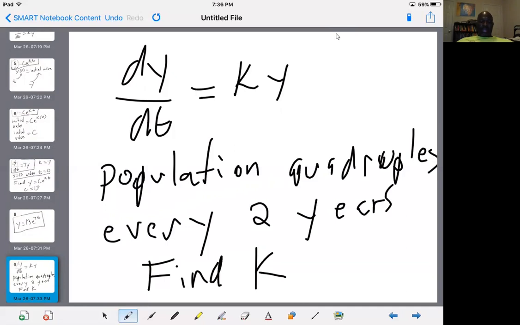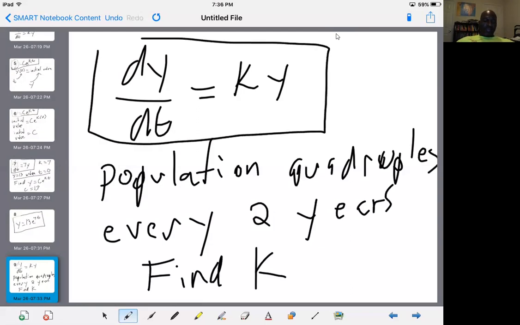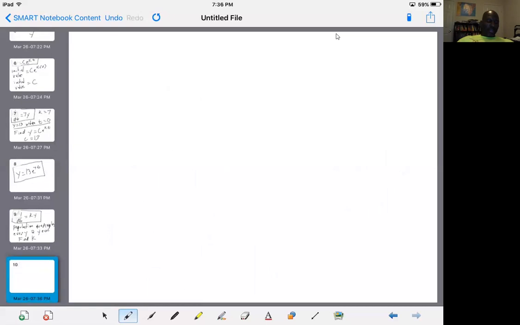All right, so every 2 years, the population quadruples. So let's look at this. So the population is y. dy by dt is the rate at which the population is growing. So I'm going to solve this differential equation right here. You already know its solution. Its solution is y equals c times e to the power of kt. So I'm going to write that solution.